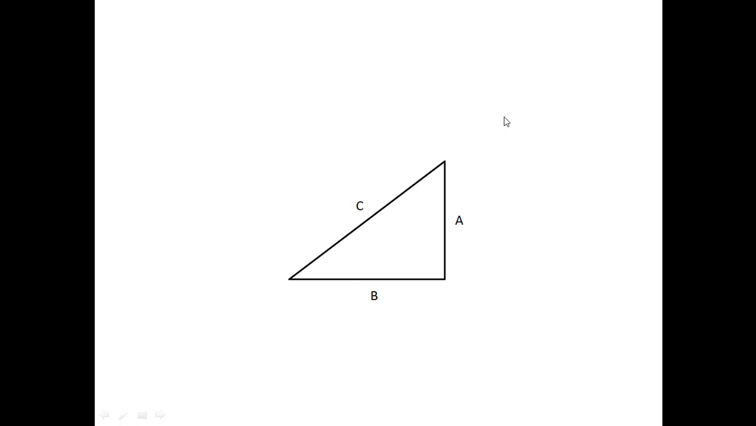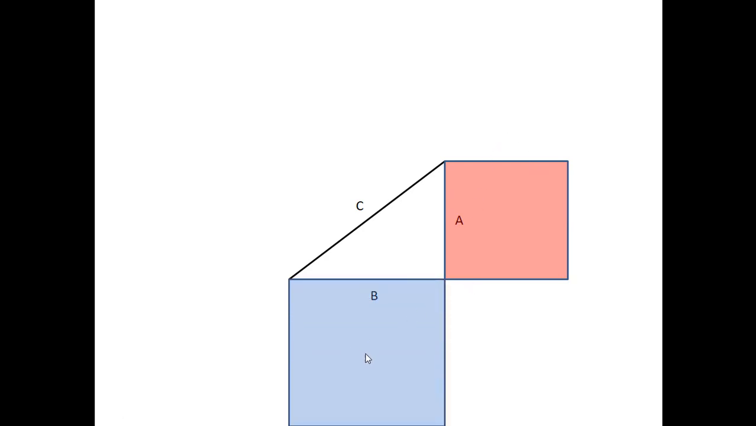I noticed a relationship between the square of the sides. So side A, if I square that, I have a square. All the sides are equal to side A of the triangle, and then B, a square there. When I add these two squares, the area of these two squares, it will always equal the area of the hypotenuse.